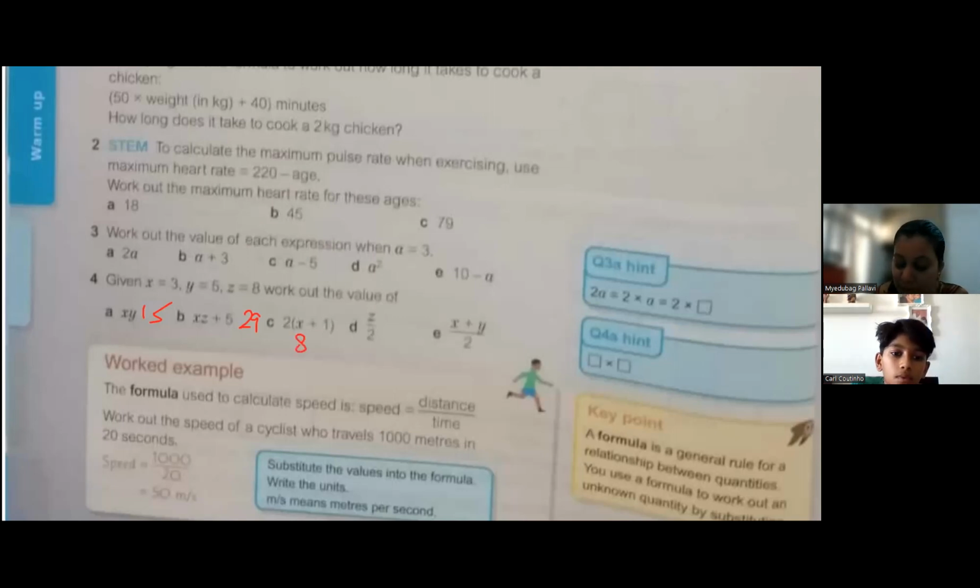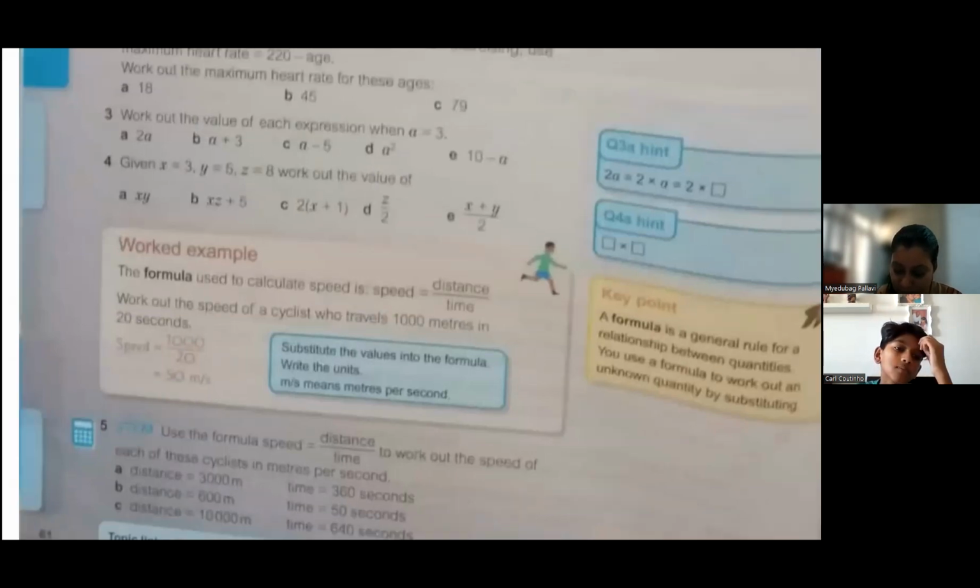Next one, z by 2. That's 4, easy. 4, good. And then E part, x plus y by 2. 4. x plus y will be 8, by 2 will be 4. Very nice. Good. Let's erase this.